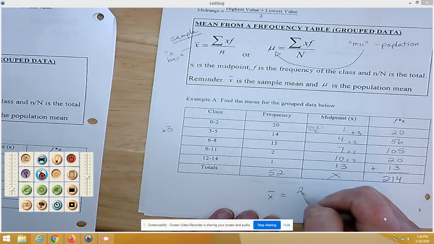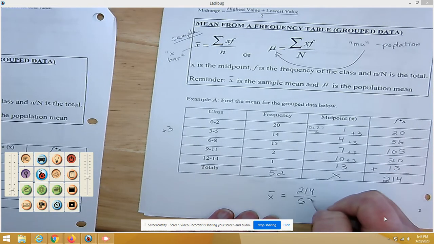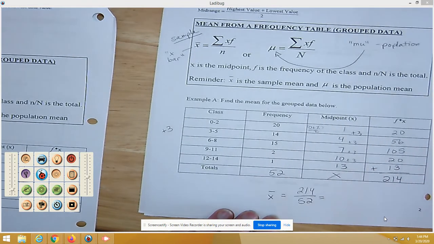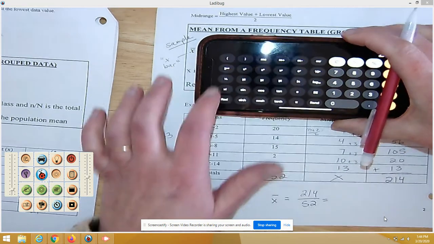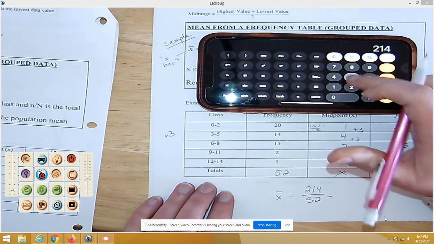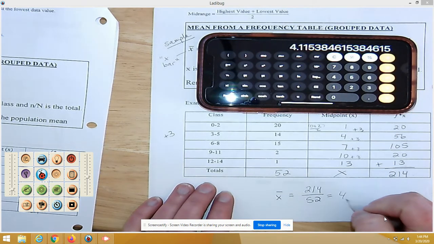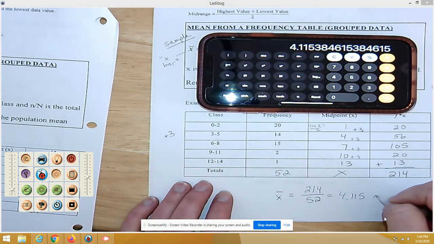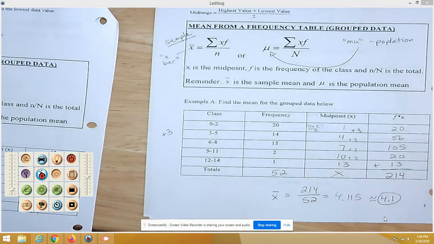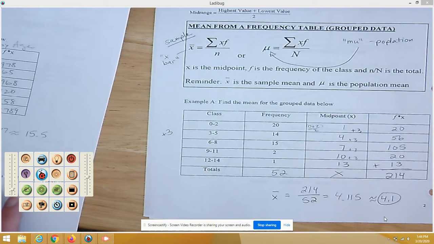All right, and then you're going to do 214 divided by 52. All right, and I can hit divide by 52, and I get 4.115, so I'm going to round that to 4.1. Okay. All right, we're going to do another one, very similar.